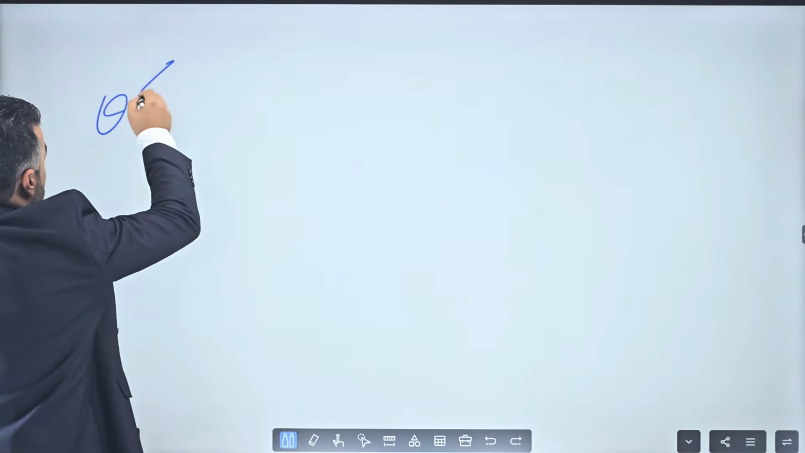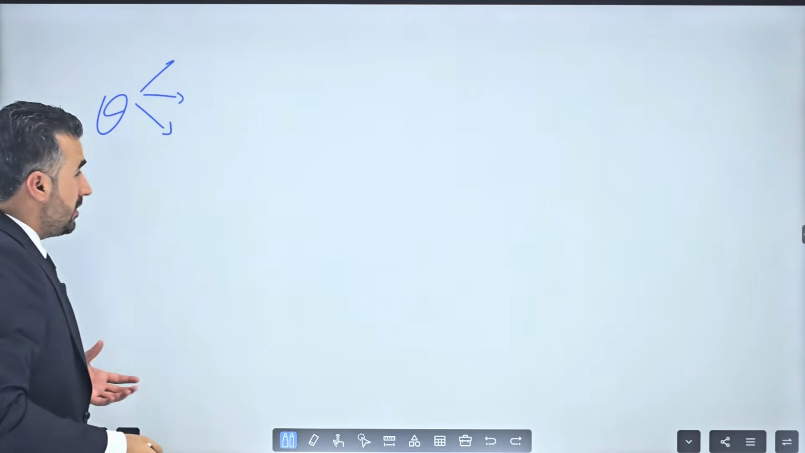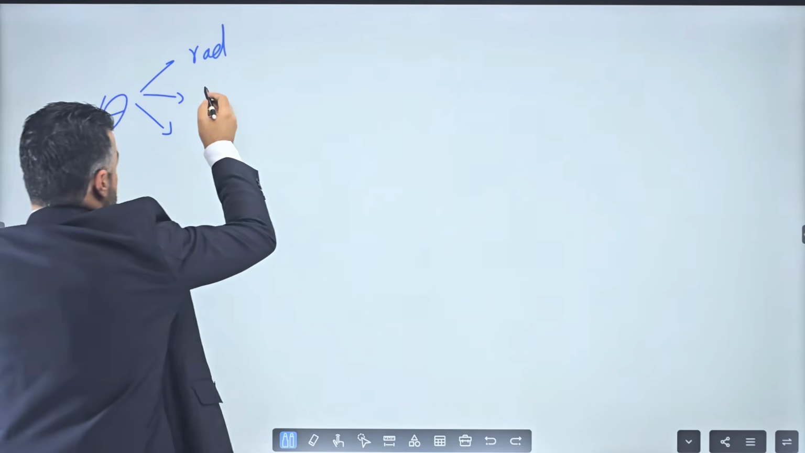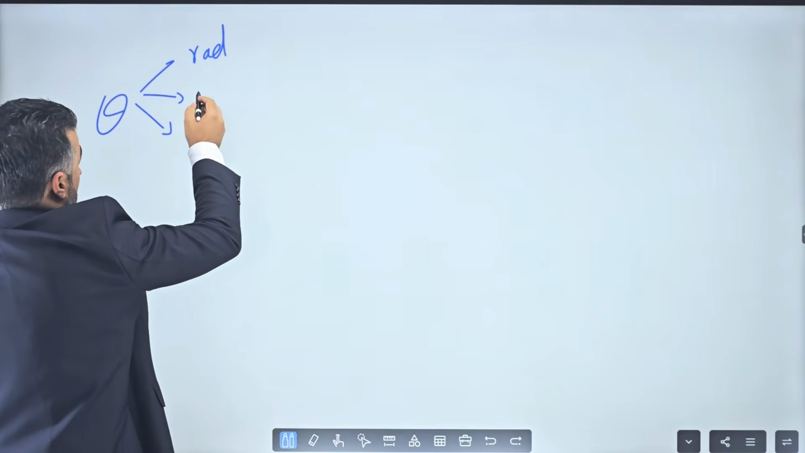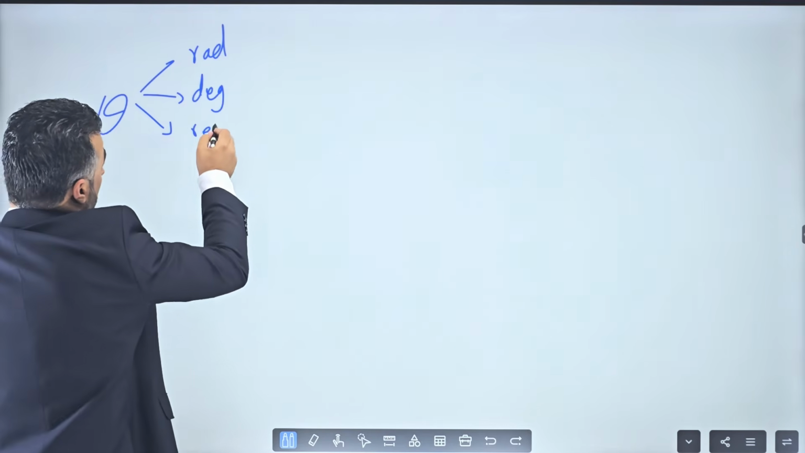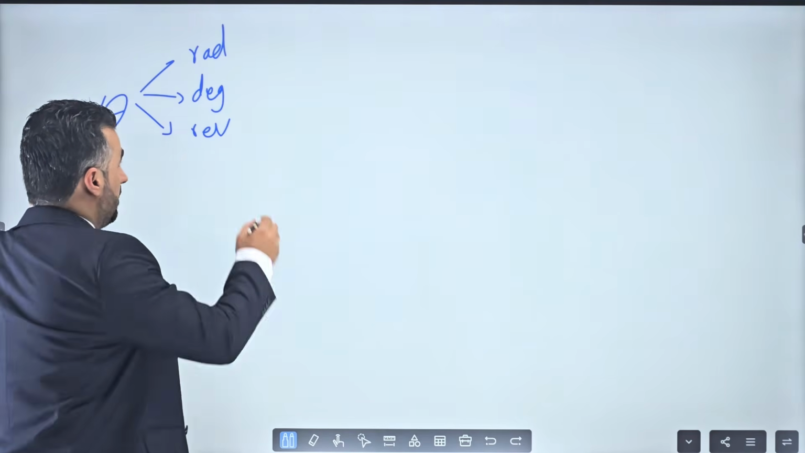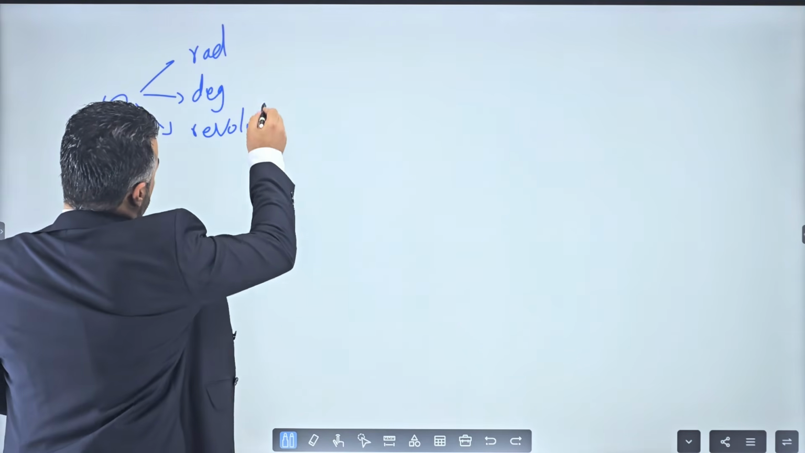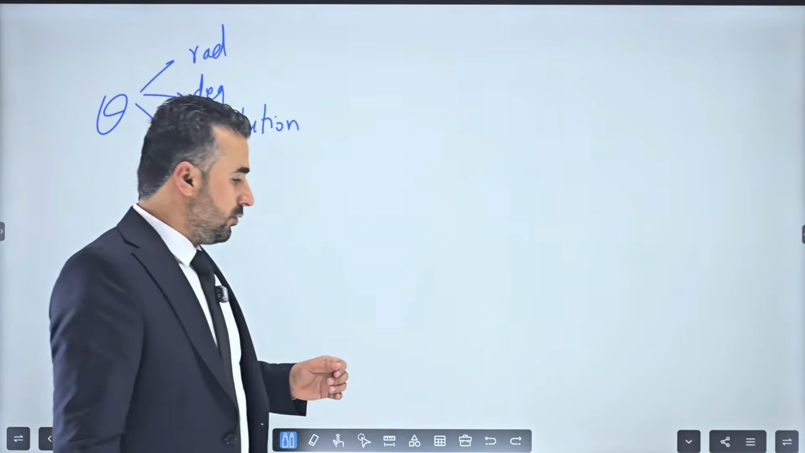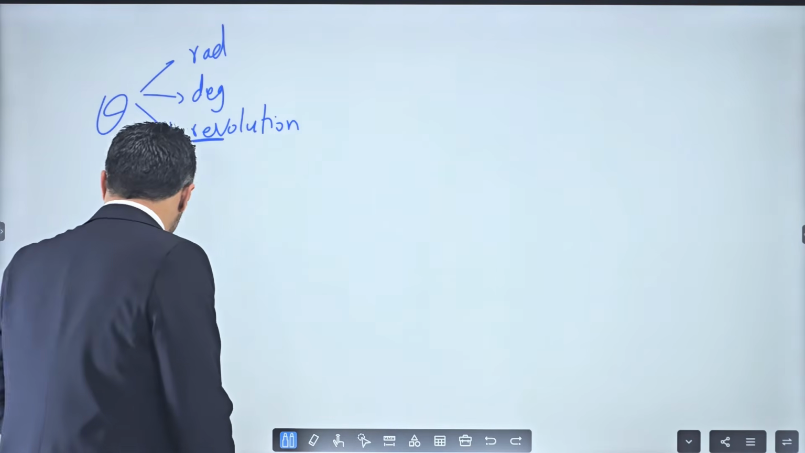Okay, now next, this angle can be measured in 3 different methods. What do I mean by this? This angle can be measured in radians. This angle can also be measured in degrees, and can also be measured in revs, or revolutions. Later on, we're just going to call it a rev for short. What exactly do I mean by this here?